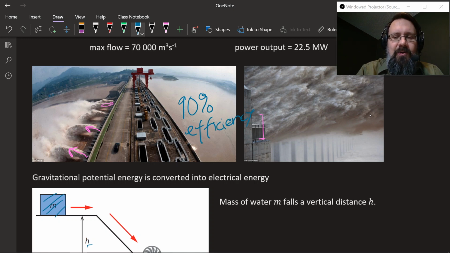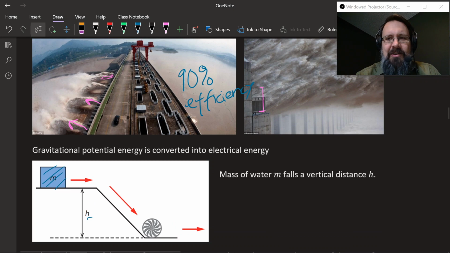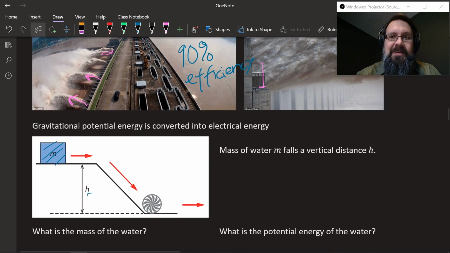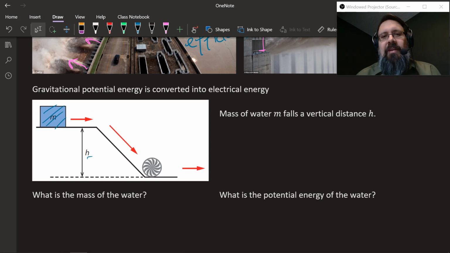If you remember, coal was like 30%, solar panels usually about 30%, wind is like 30%, natural gas is like 60%. So 90% is pretty good. We like that a lot. All right, let's do some calculations. We're going to try to derive an equation that can let us calculate the power output of a hydroelectric dam like this. So the mass of water m falls a vertical distance h.